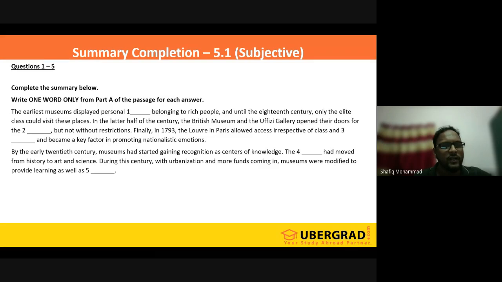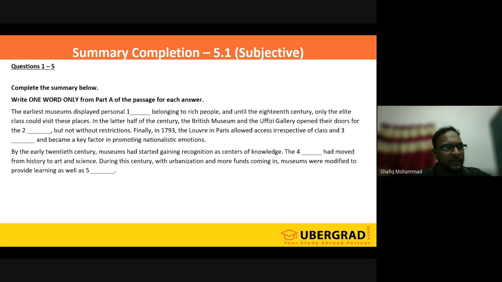Okay, first one is objects or collections. Both are correct. Any of them you can write. And second one is public. Most of you have written correct. And third one is age. Fourth is focus. And fifth is entertainment.